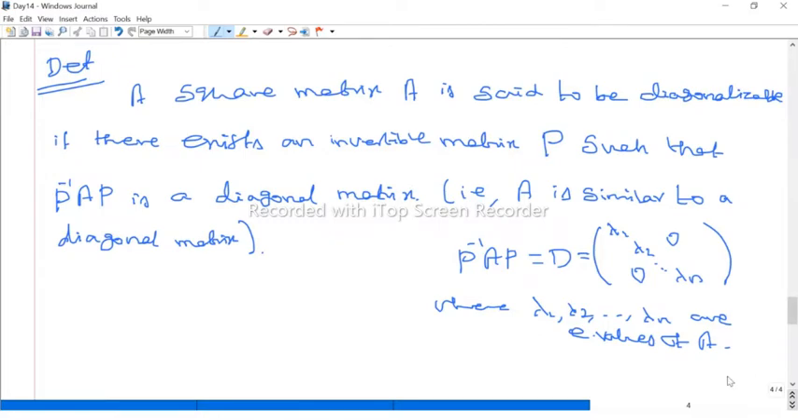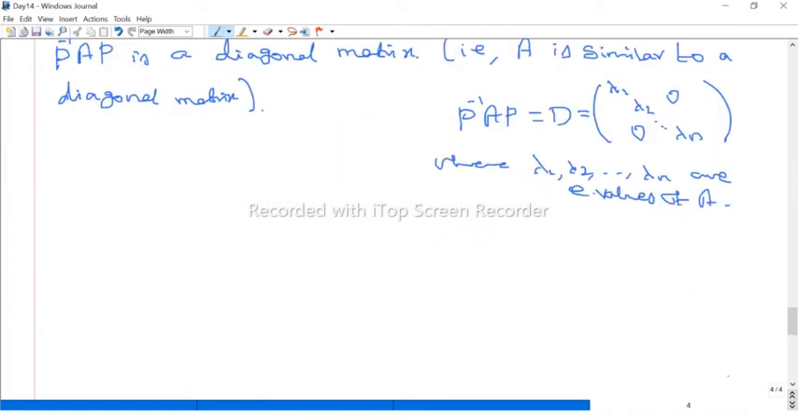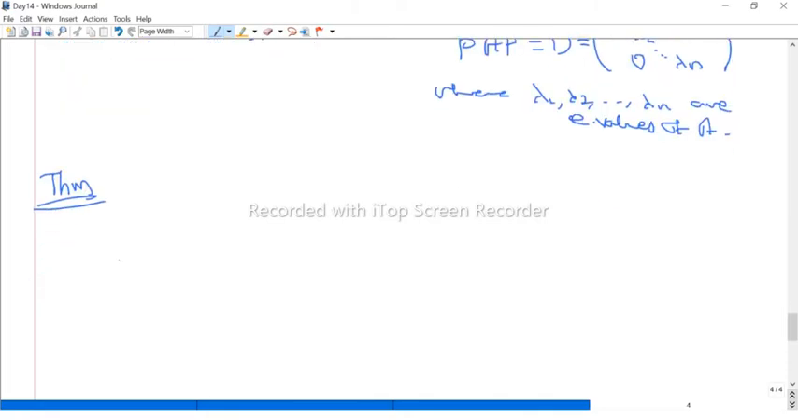Now we have some characterizations to check whether a matrix is diagonalizable or not. A is diagonalizable if and only if A has n linearly independent eigenvectors. But before that, I state the theorem. This theorem is very important. Suppose A is any matrix.